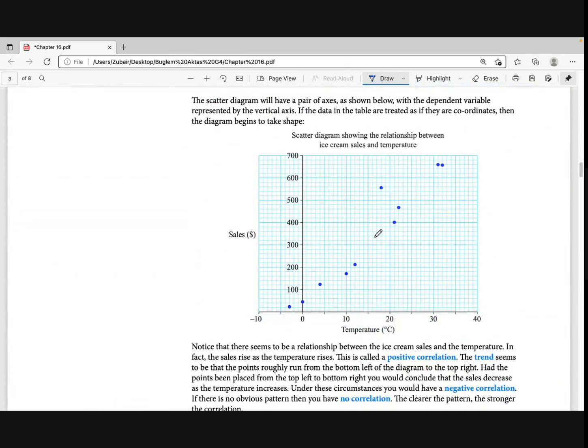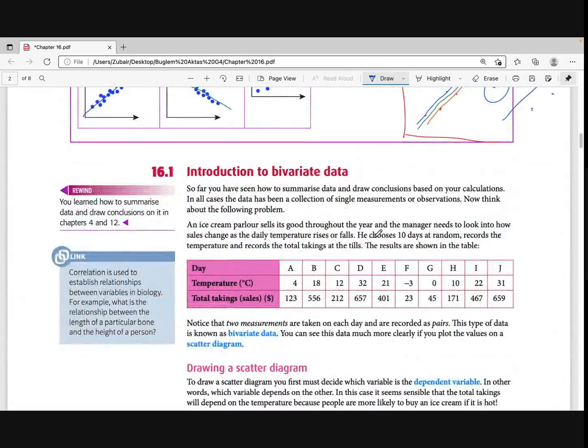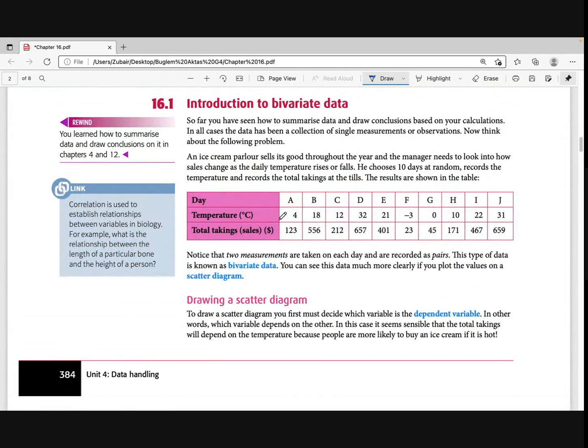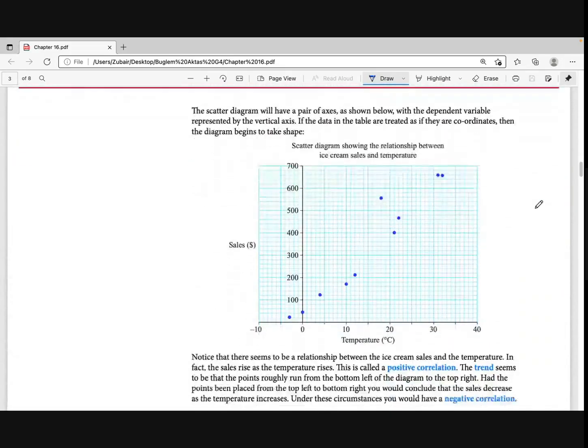So this is the data and this is the scatter plot. X-axis is temperature, y-axis is sales. What do you think? Is temperature independent or sales? I think temperature is independent. Temperature, right? So temperature changes and the sales are affected.